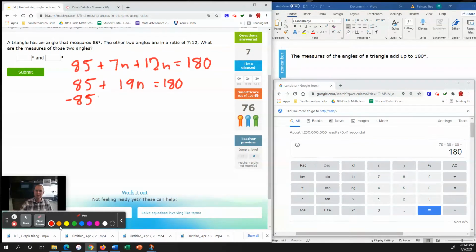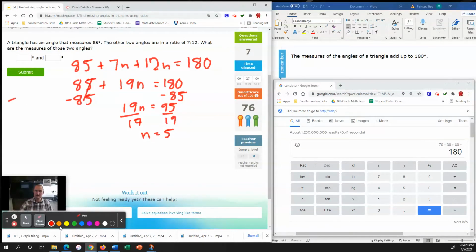And it looks like the answer comes out 5. You do enough of these, you can just see, because 180 minus 85 is going to be 95. 95 divided by 19. It could be 5, right? But let's go ahead and finish it though. So minus 85. 85s cancel out. We got 19n equals 95. And divide 19 from both sides. 95 divided by 19 is a total of 5.